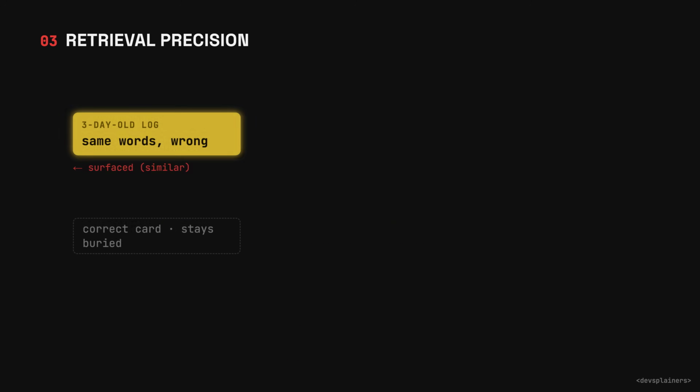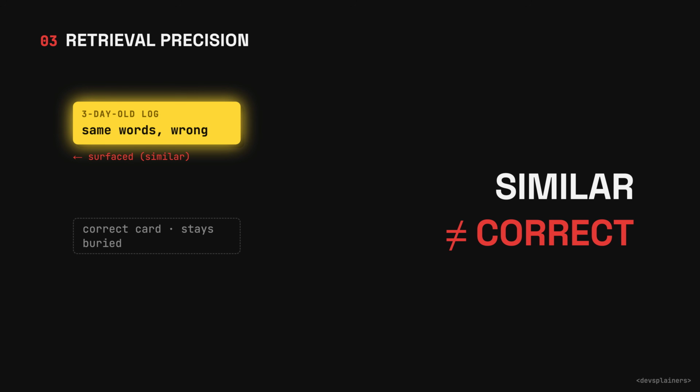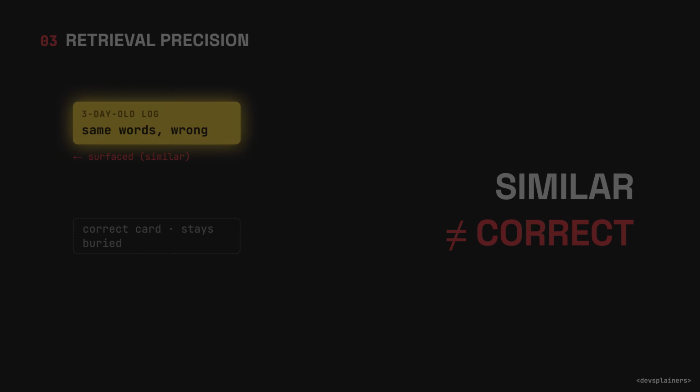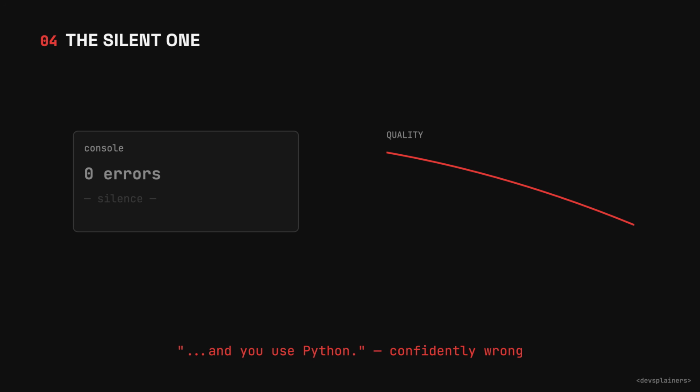problems. There's retrieval precision. Search finds what's similar, not what's correct. Ask about your current task and it'll happily surface a 3-day-old log that happens to use the same words. Similar is not the same as right. And the silent one. You often can't tell if any of it is working. Memory failures don't throw errors. The agent just gets a little worse, and you won't notice it until it confidently forgets something it shouldn't have.